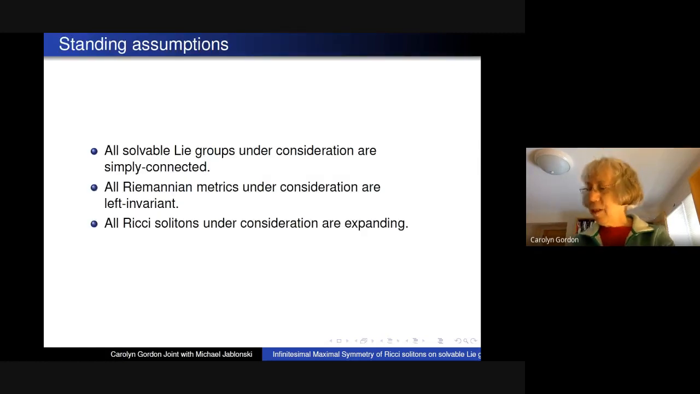So our standing assumptions throughout the rest of the talk are that all solvable Lie groups will be simply connected. All Riemannian metrics we talk about are left invariant, and all Ricci solitons will be expanding. So I may or may not actually mention that in the various statements.